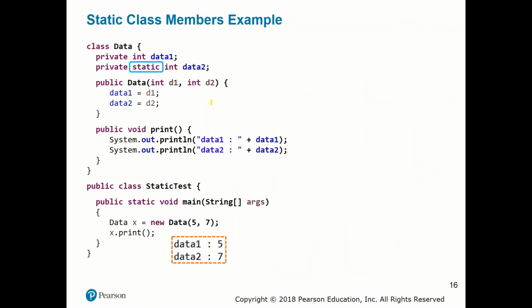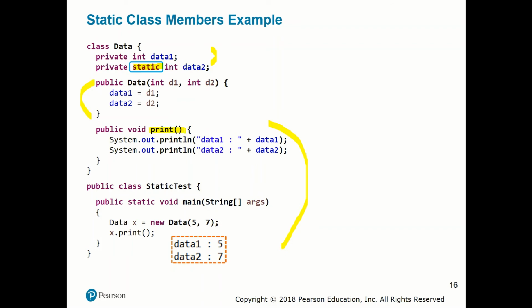And here, another class, data. It has two members, data1 and data2. Data1 is non-static and data2 is static. And this is the constructor. We don't put static in the constructor. We only put static in the member data and methods. And print method. This is non-static.